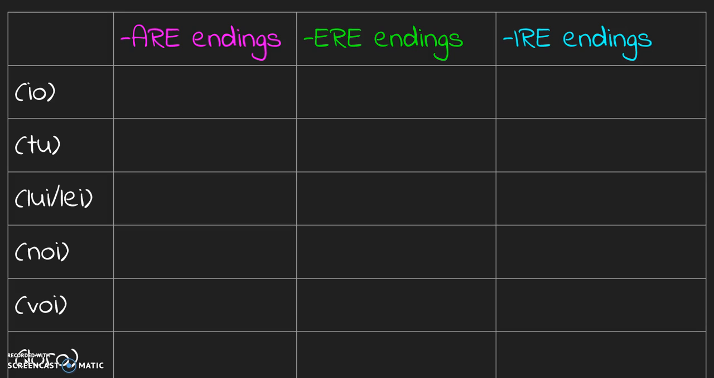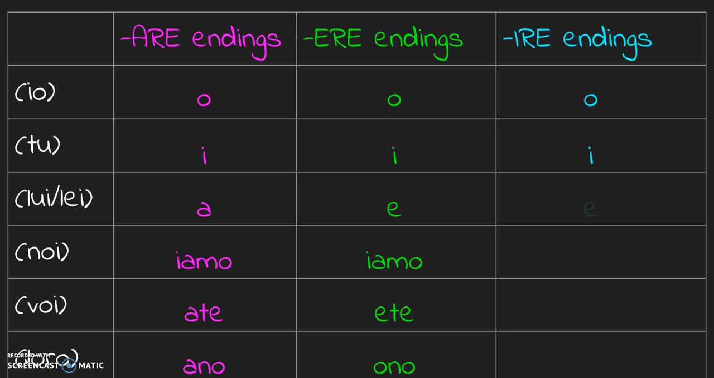So to summarize, here is a table of our three verb groups. For -are verbs, our endings are -o, -i, -a, -iamo, -ate, -ano. -Ere verbs, -o, -i, -e, -iamo, -ete, -ono. And -ire verbs, -o, -i, -e, -iamo, -ite, -ono.